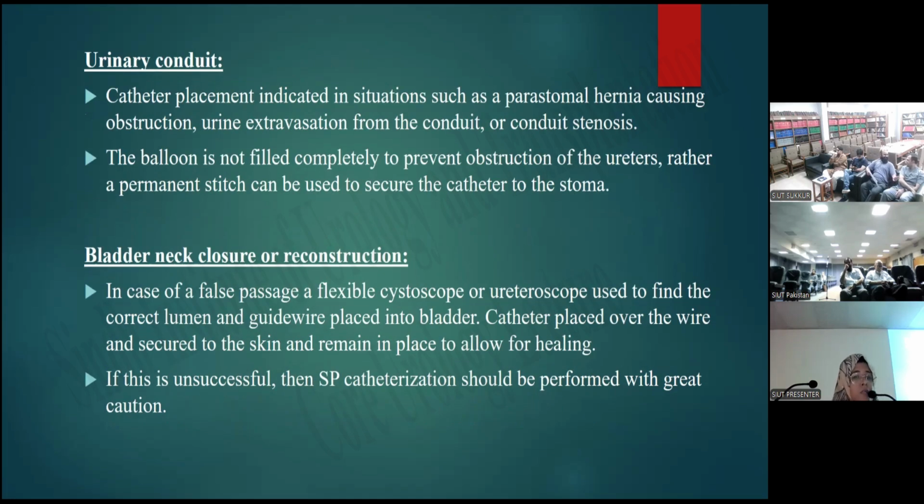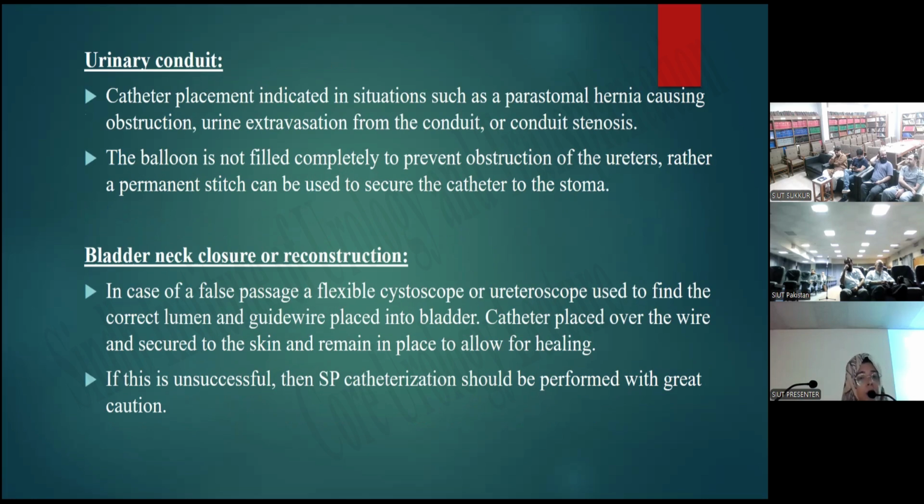In cases of the urinary conduit, the catheter is indicated in cases of peristomal hernia obstructing the lumen of the conduit, urinary extravasation from the conduit, or conduit stenosis. We do not fill the balloon, rather we take a permanent stitch to secure the catheter in order to avoid obstruction of the ureters.